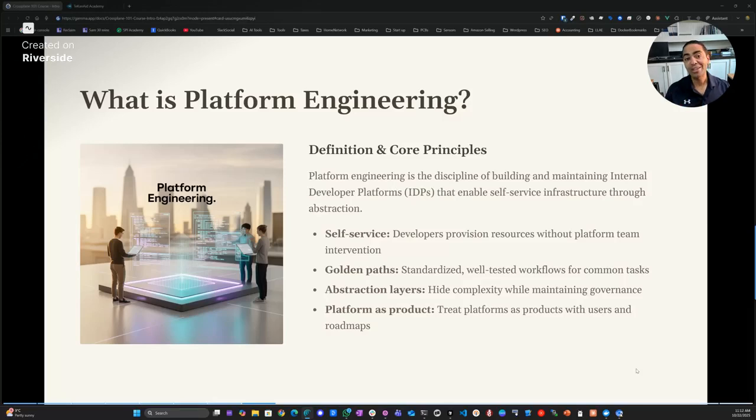And then abstraction layers. These layers hide complexity while maintaining governance. Like I said before, the developer doesn't need to know how they're building the infrastructure, how that database is coming to them. They don't care. They want to work on building features, and they need the infrastructure behind that to support them. And then finally, platform as a product. Treat platforms as products with users and roadmaps.